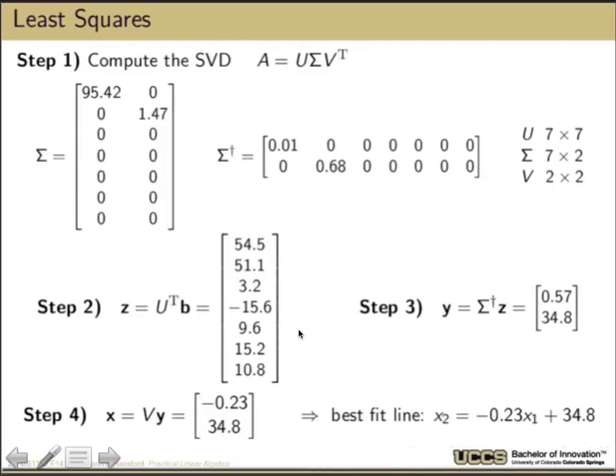Then we take the pseudo-inverse times that, and we get 2 numbers. Then we take those 2 numbers and multiply them by V, and we'll get the best fit line. And if you follow through this, and again, there's a little more detail in the book, you'll see we get exactly the solution that we got by doing least squares in the traditional sense.